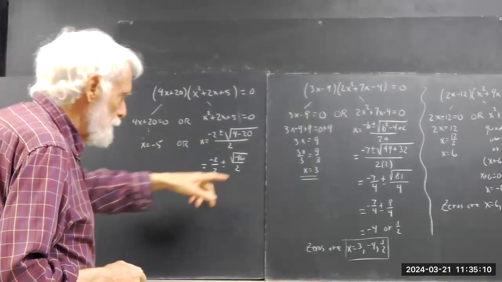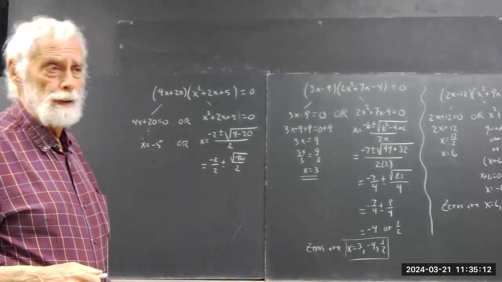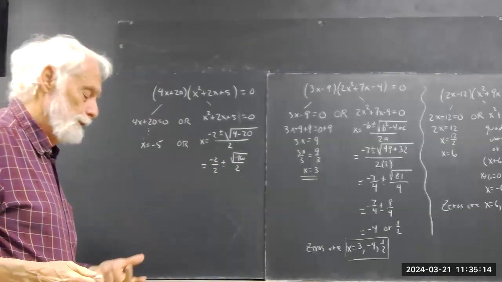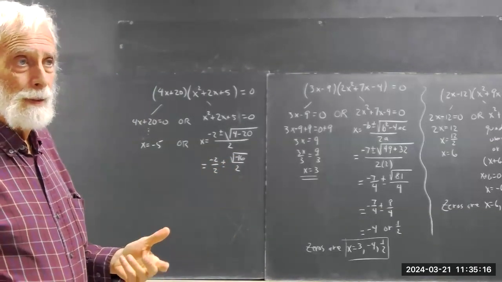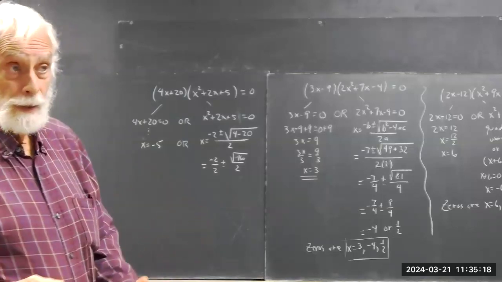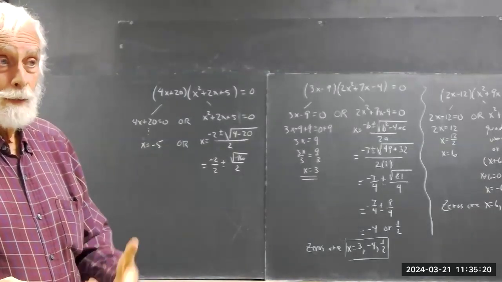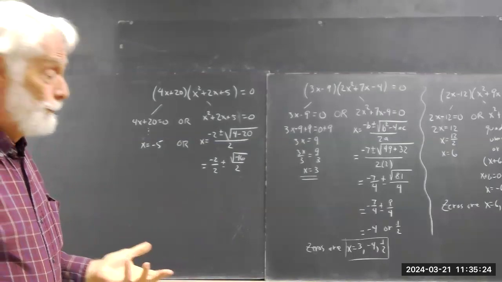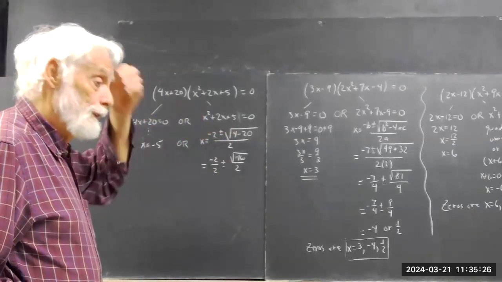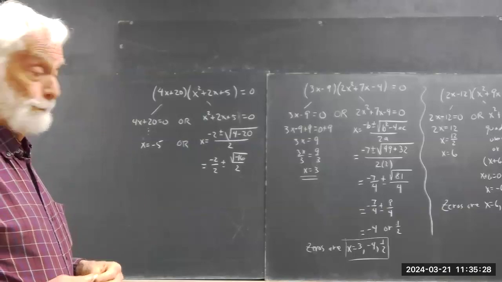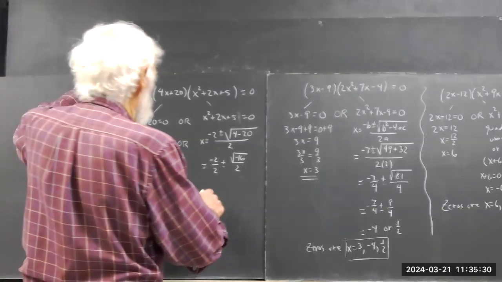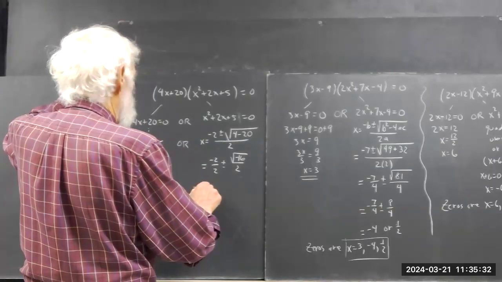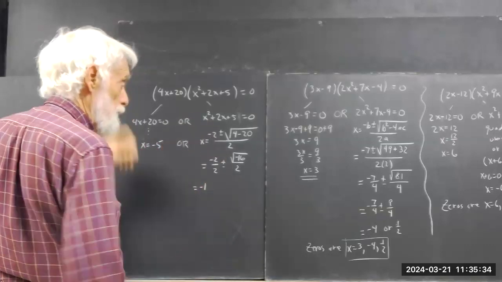Okay, well, what's the square root of negative 16? It's not 4. 4 squared is 16, not negative 16. Matter of fact, there's nothing at all you can square to get a negative. So the square root of negative 16 is not a real number. Well, negative 2 over 2 is negative 1.